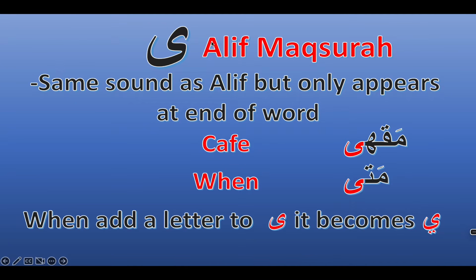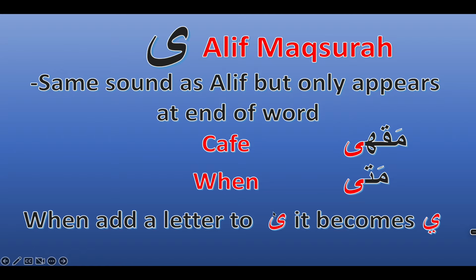Alif Maqsurah. Alif Maqsurah literally translates to the limited or restricted alif. Now, don't mistake it for a ya, because it looks like a ya, but it doesn't have the two dots underneath. So it's definitely not a ya. It makes the same sound as alif, but only appears at the end of a word. A few examples: maqha, cafe, matta, when.